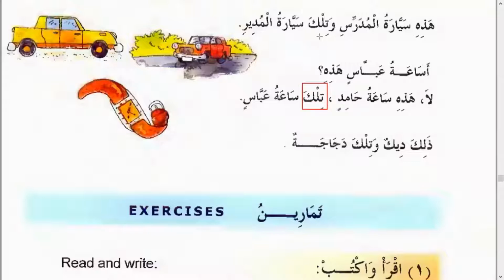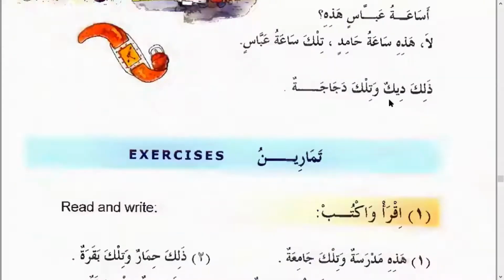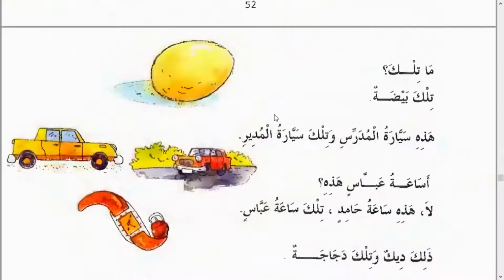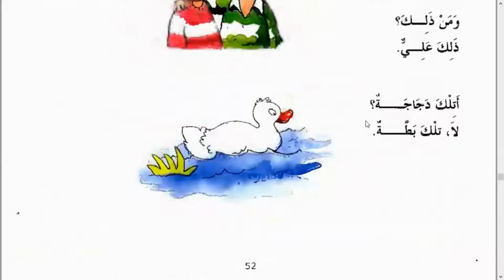Tilka, that. Dhalika dikun, that is a rooster. Wa tilka dajajatun, and that is a hen. That is a rooster, and that is a hen. So instead of zalika, you use tilka. Yes, hen. Battatun is duck.